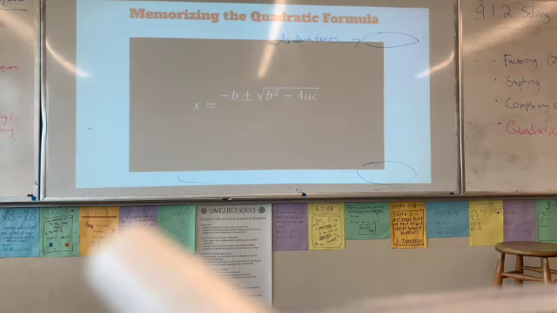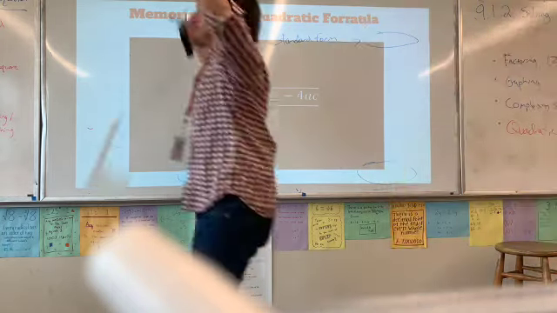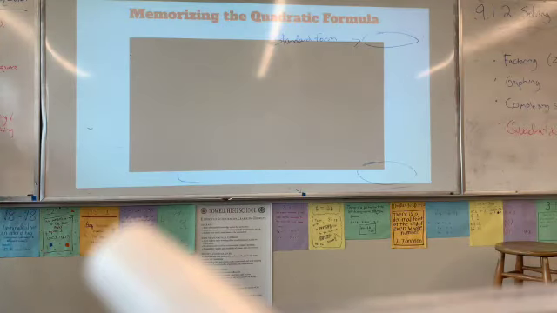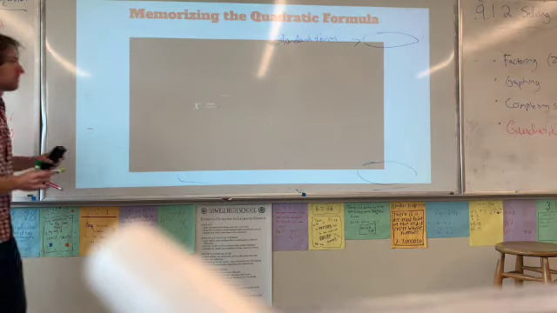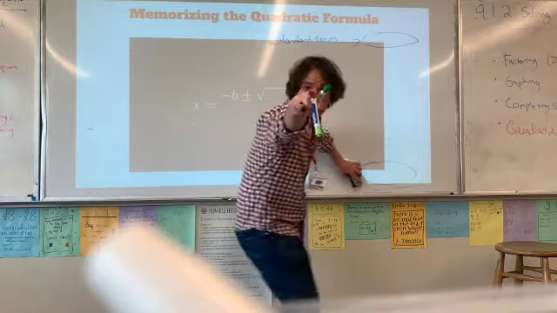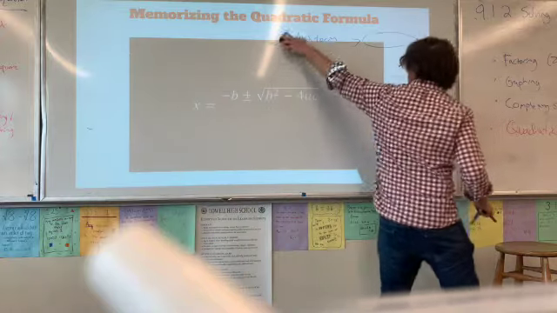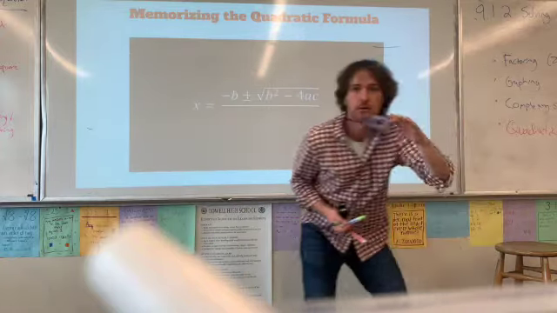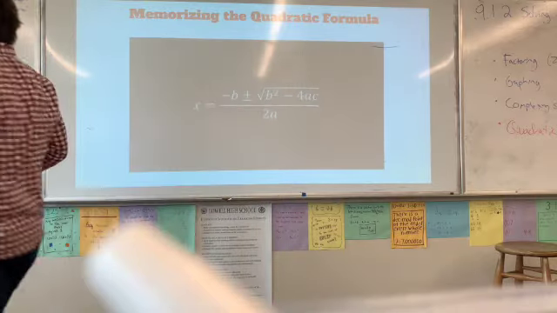B squared minus 4ac all over 2. X is equal to negative b plus or minus the square root of b squared minus 4ac all over 2.